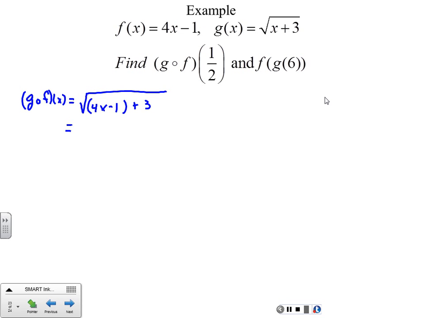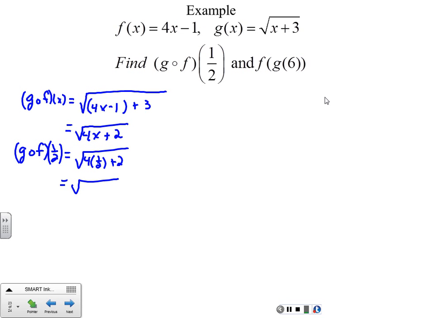Alright, since everything is underneath the radical, I'm going to combine like terms. So I'm going to have the square root of 4x plus 2. Now I'm going to do G composite F of 1/2, which is what the problem's actually asking me to do. So you're going to do the square root of 4 times 1/2 plus 2. Well, half of 4 is 2, plus 2. And then the square root of 4 is simply 2.